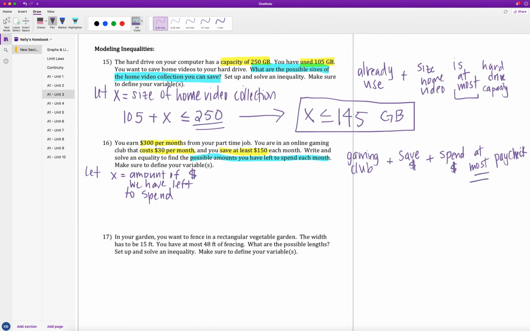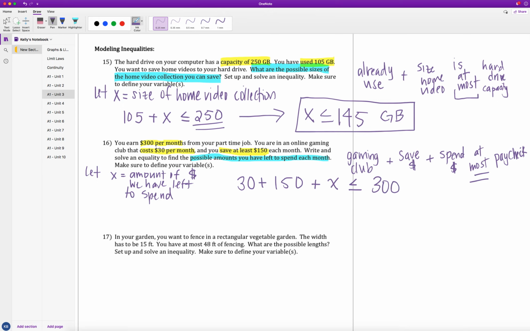So again, we're dealing with this at most concept, which means everything I'm spending, so the gaming club, the saving money, and what I'm trying to figure out, what I have left to spend, has to be at most equal to our paycheck. So when we start putting numbers in, we have 30 plus we're trying to save 150 plus, well, I'm not sure how much I can spend. That's our variable, so that's our x, is at most, so less than or equal to our total paycheck of 300.